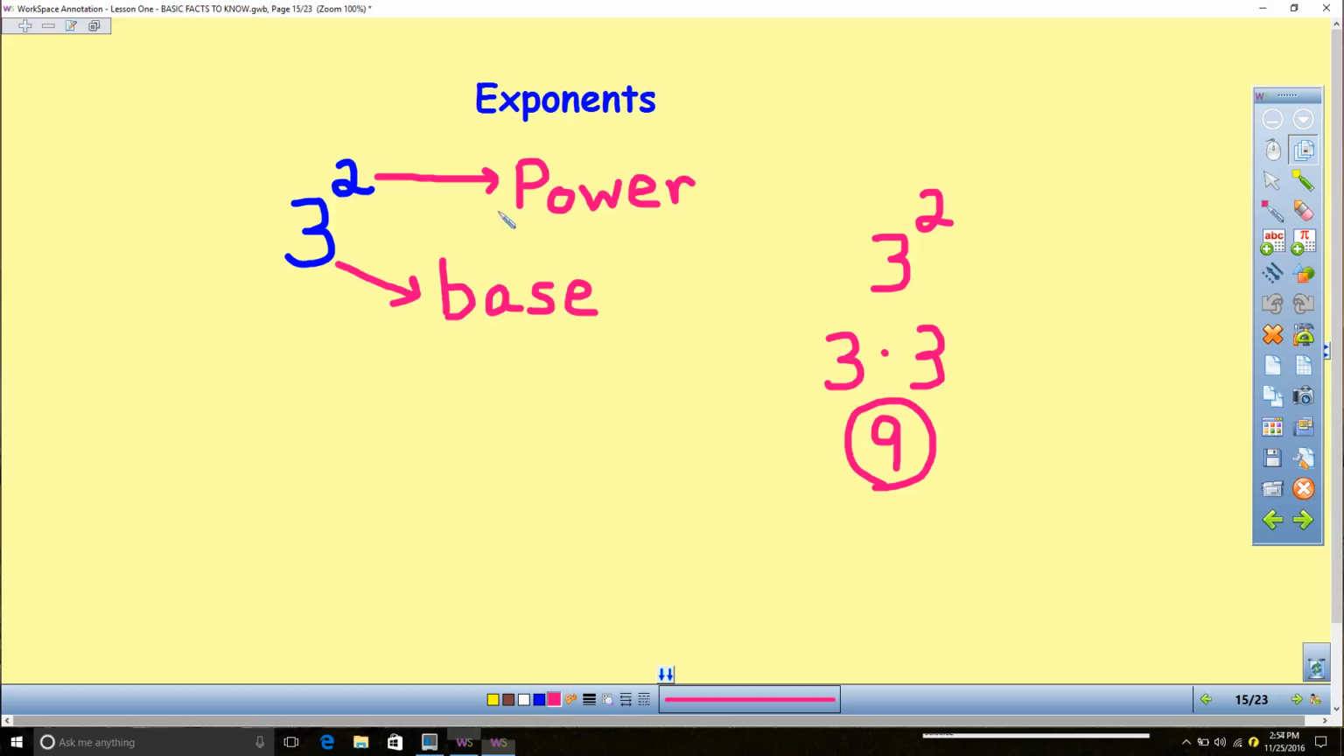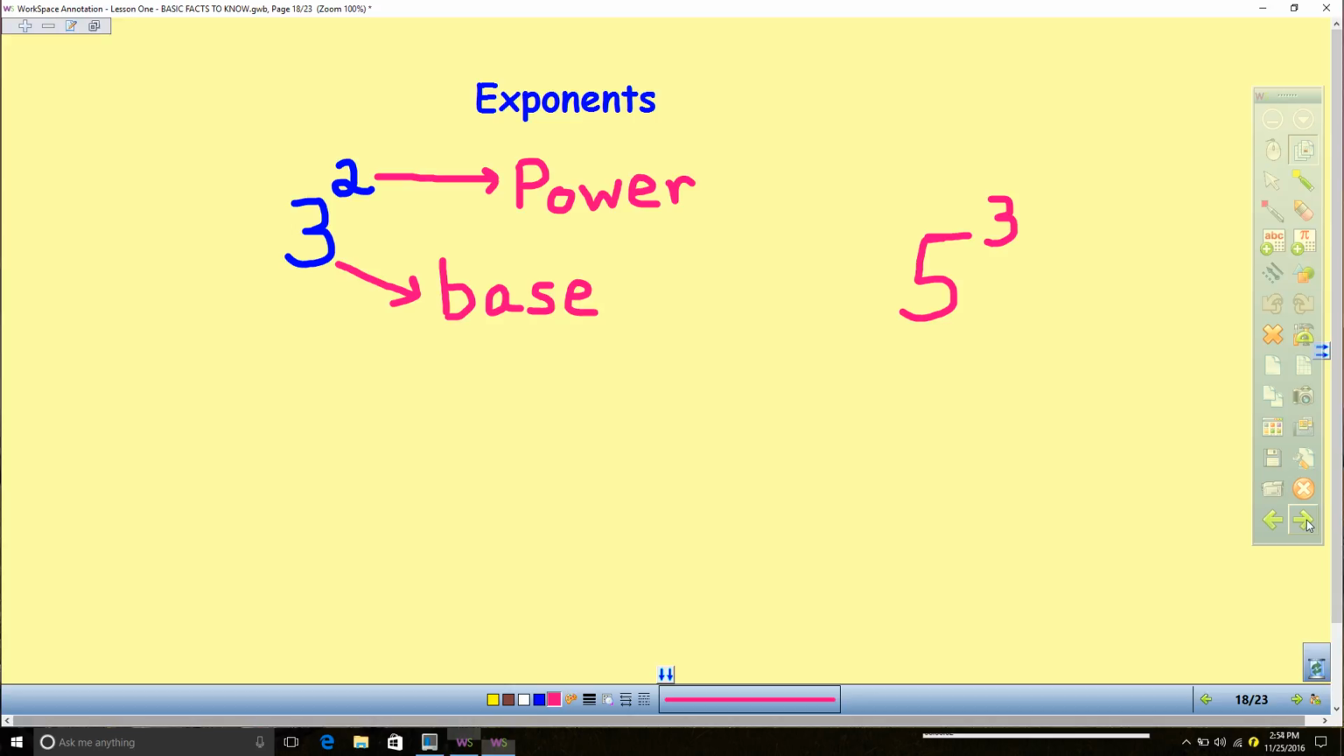Again, an exponent is often called a power. The biggest mistake that students make with exponents is they try to multiply the exponent times the base. For example, here they might try to say 2 times 3 is 6. That is not correct. You don't multiply the exponent times the base. Instead, the exponent tells you how many times to multiply the base times itself.